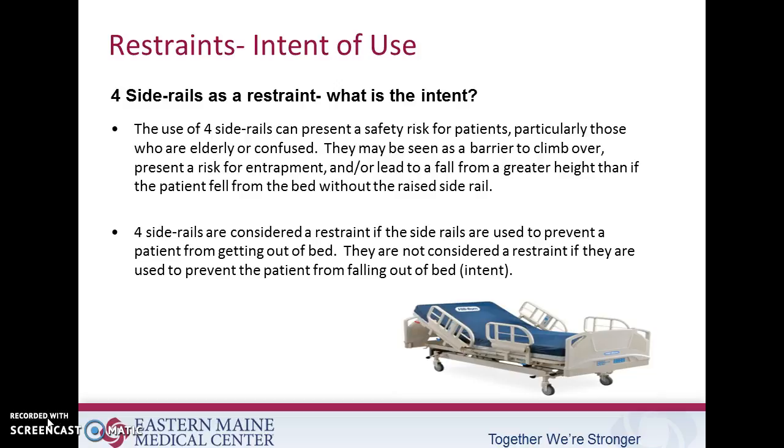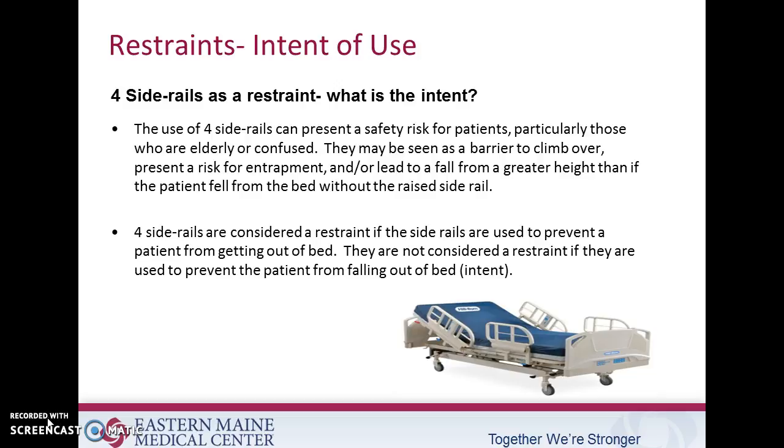We have to look at it again: what are we trying to do by putting that fourth side rail up? Are we trying to prevent the patient from getting out of bed, or are we trying to prevent them from falling out of bed? If we're trying to prevent them from getting out of bed, then in this case, yes, the 4th side rail would be considered a restraint. If they are a person that's alert and oriented, with no cognitive or physical impairments that would prevent them from being able to safely exit the bed with that 4th side rail up, then it would not be considered a restraint. So that is a little bit tricky.